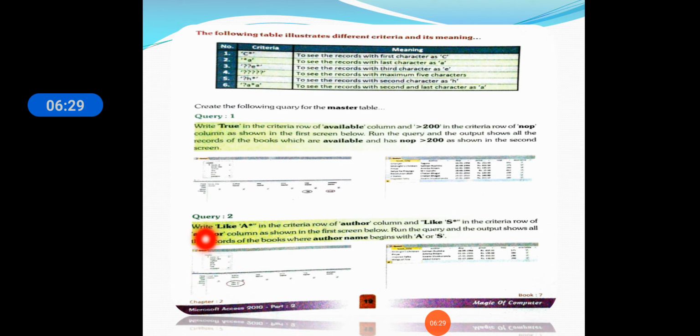Query second: write Like A* and Like S* in the criteria row of the authors column as shown in the first screen below. Run the query and the output shows all the records of the books where the author name begins with A or S. So you can put these formulas in the authors column and you will get the author names starting with A or S. Okay. You can see it in your textbook, it is given there also. Pictures are given to show, and you can do it your own way at home. Okay.